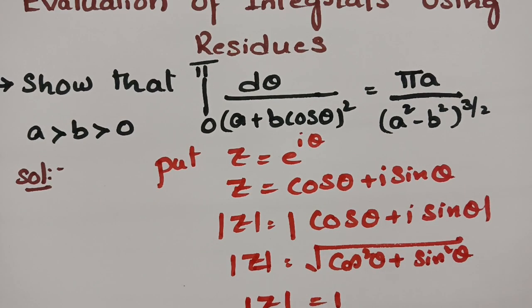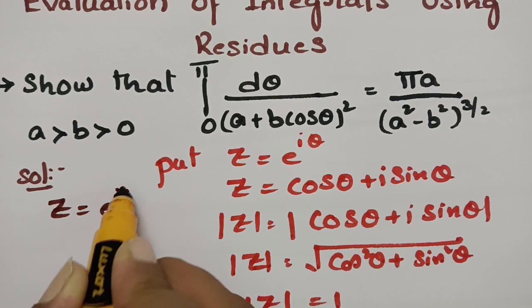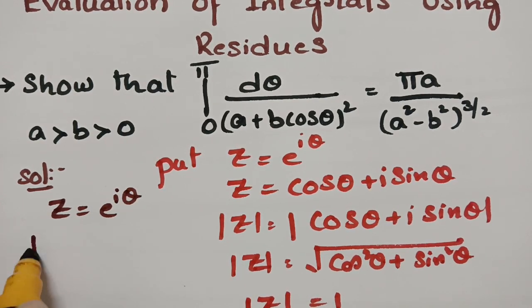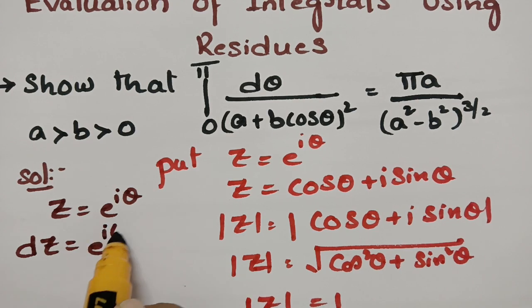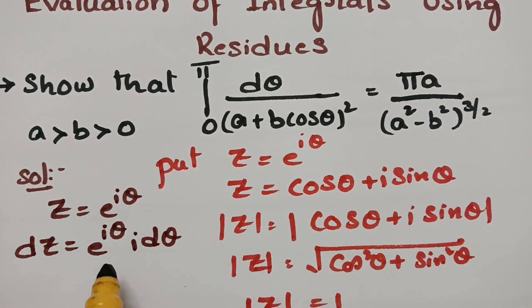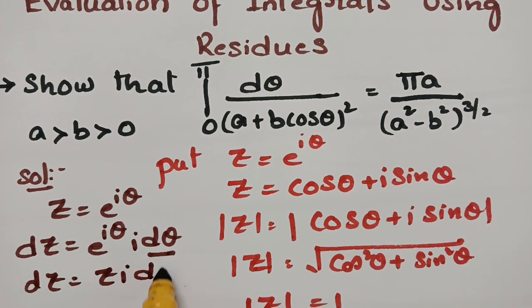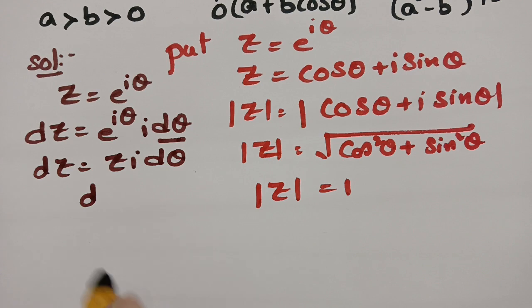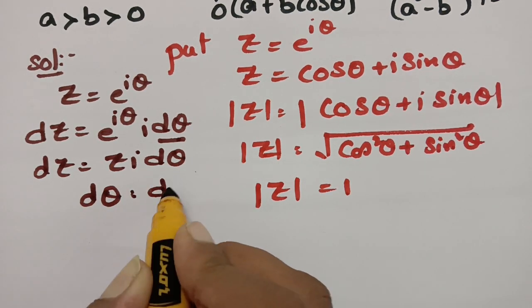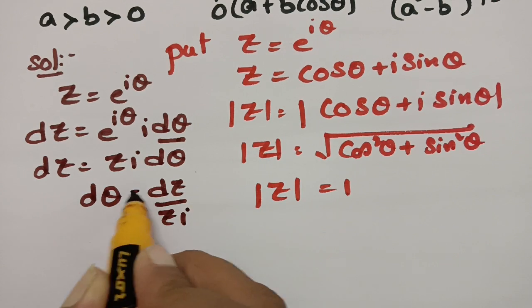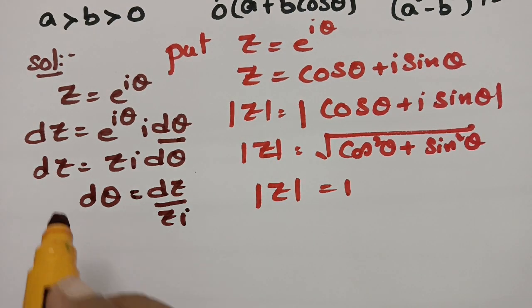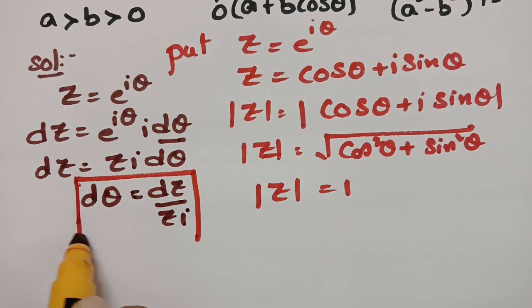And the next thing here is we need the value of d theta. For the d theta value, again we have z is equal to e power i theta. If I take the derivative on both sides, then dz is equal to e power i theta, which is again e power i theta, into i d theta. So I need the value of d theta. e power i theta is nothing but z, so dz is z into i d theta, and therefore d theta is equal to dz by zi. Clear? I got the value of d theta as dz by zi.